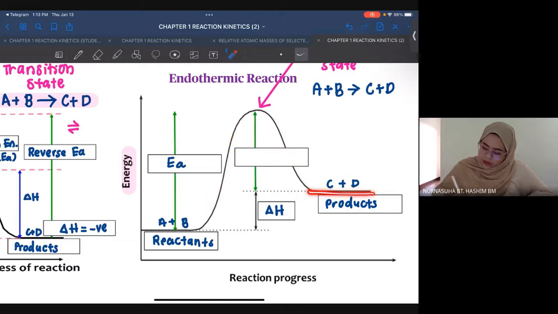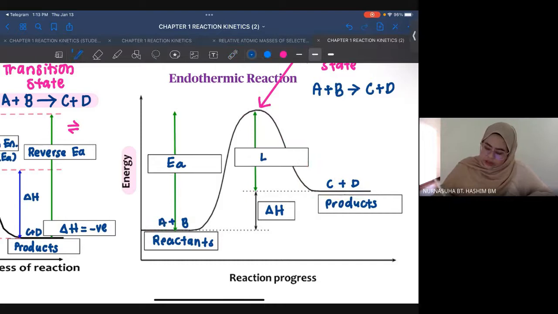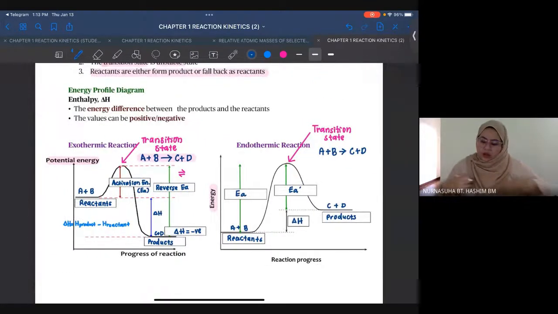kalau produk nak jadi reactant, if the product wants to become reactant, dia mesti overcome this area. Maksudnya, tenaga produk tu mesti sama dengan puncak ini atau lebih. So this is EA reverse. Okay, EA reverse. So that's how kita label, okay, kita label.